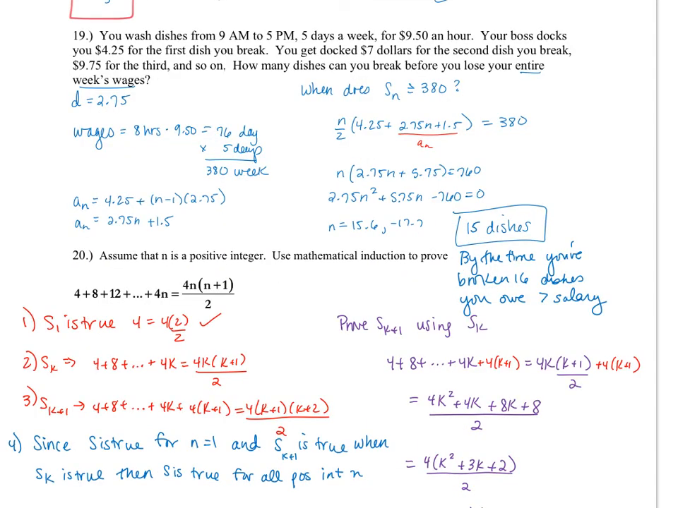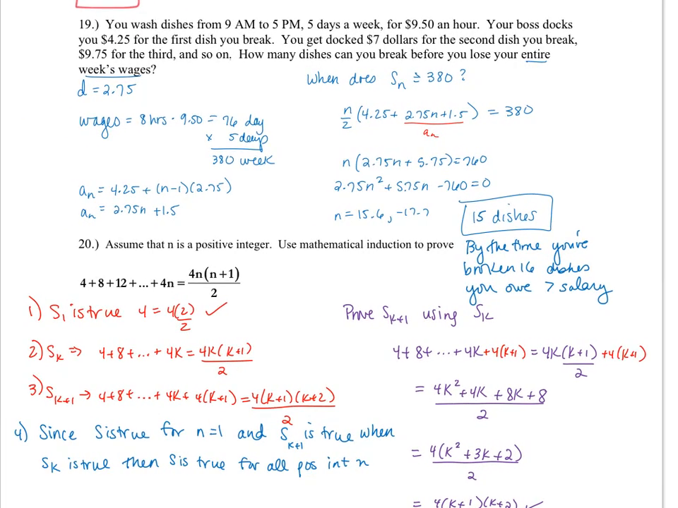In problem 19, we are looking at an arithmetic sequence. We are told that we get docked $4.25 for the first dish we break, $7 for the second dish we break, $9.75, and so on. If you subtract these terms, we end up finding that the difference, the amount that is added each time, is $2.75.